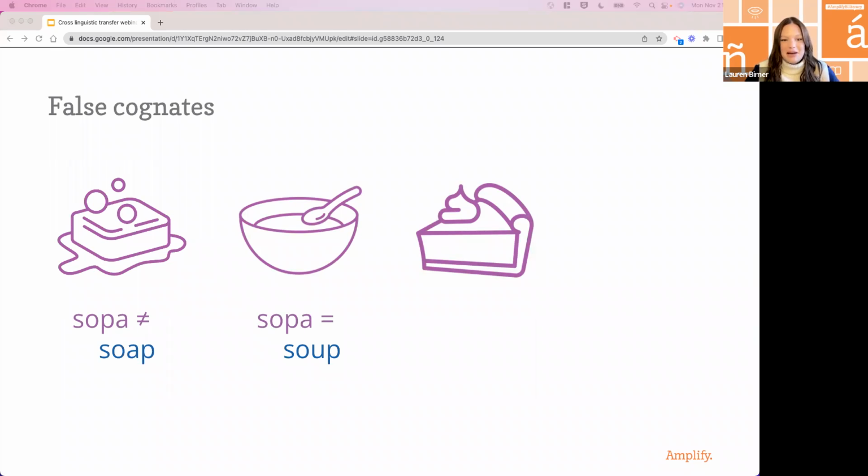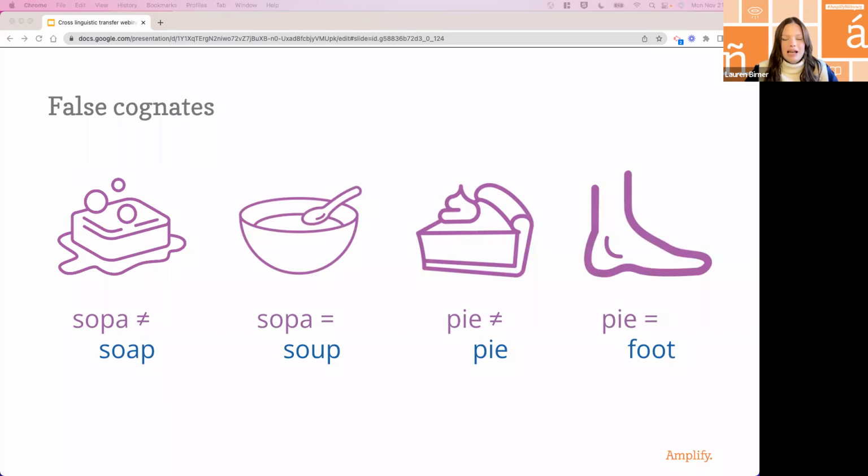And another example is the word pie, spelled p-i-e, pronounced pie-eh in Spanish, does not mean pie. It actually means foot. So this is important to recognize, just as it's important to recognize where there's positive transfer, it's important to recognize where an acquisition in both languages might cause some confusion. There's potential for misconceptions here, and it's important for students to recognize that.